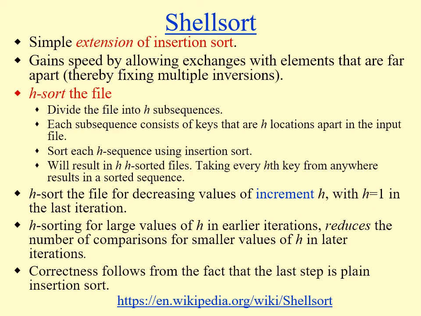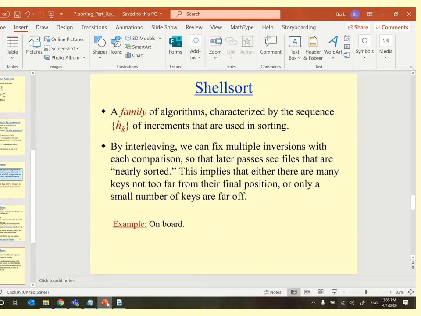The last one, the correct list, follows from the fact that the last step is plain insertion sort. As long as you have a last step which chooses h equal to 1 jump step, you will make it correct, because you have proved insertion sort correct. So this last step is just insertion sort, so of course you will always have correct sorting results. You can look at Wikipedia to know more about shell sort. But anyway, we'll continue with some examples, and also analysis.